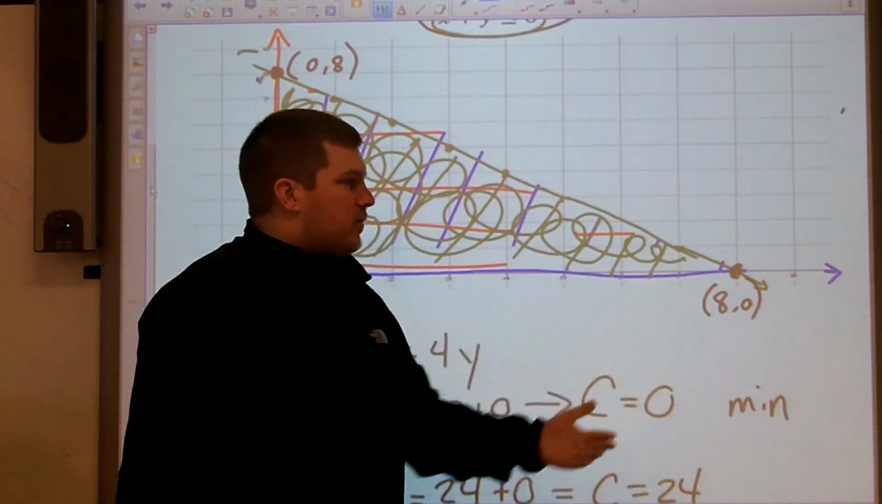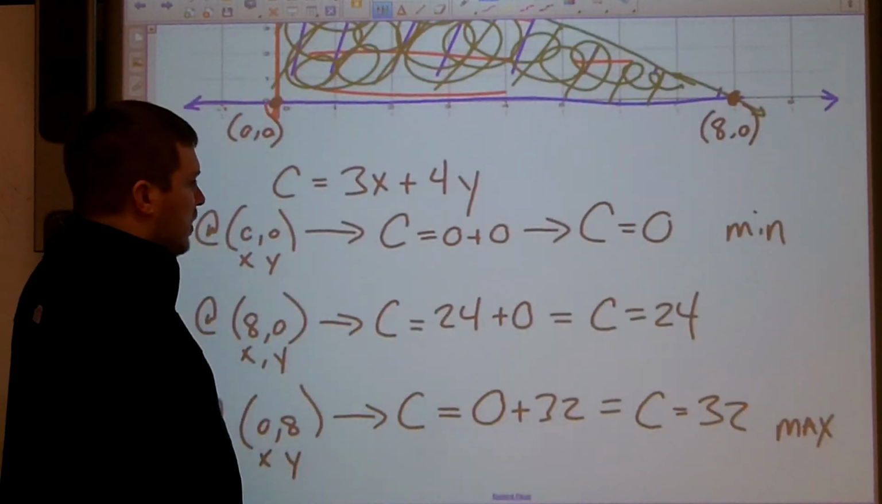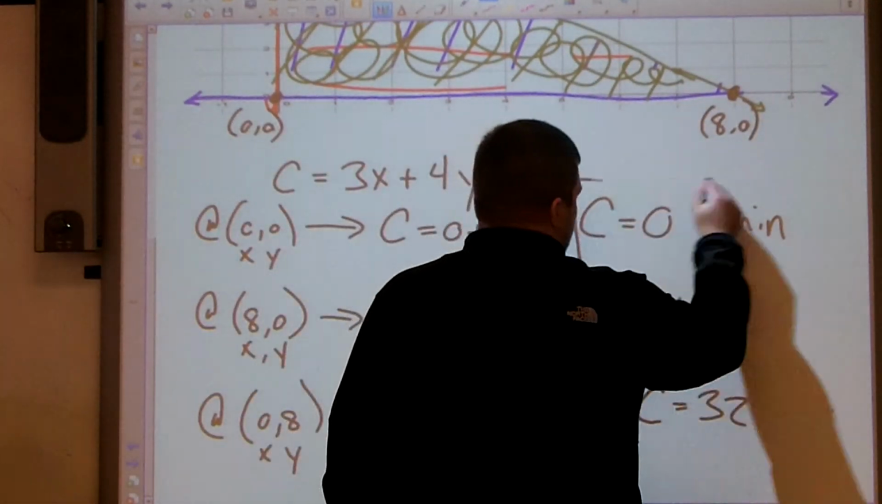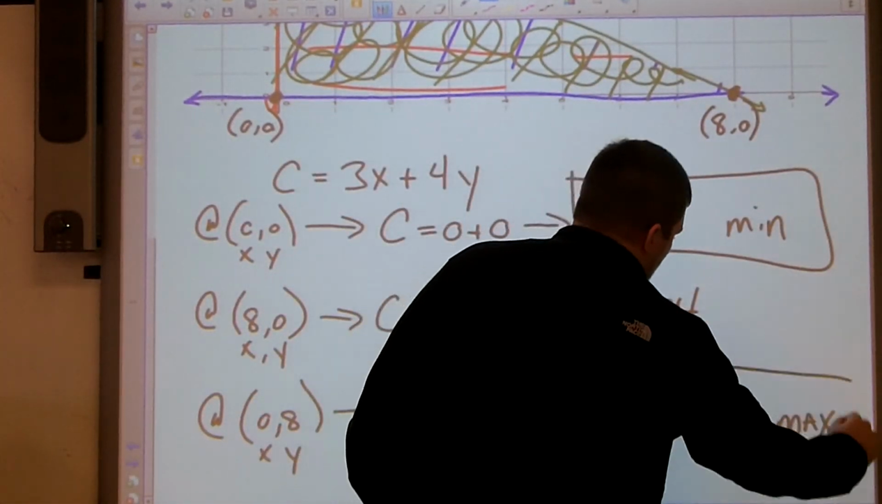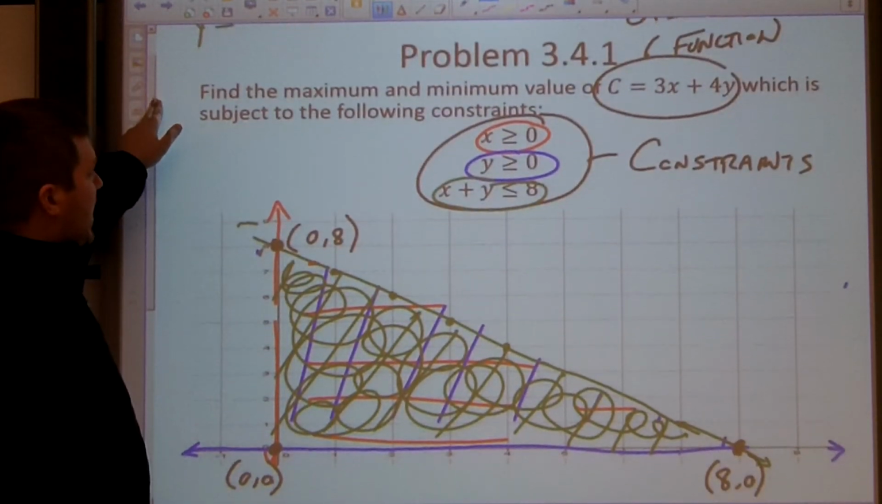Okay, this is 24. It's pretty easy plugging in if there's a context. So the problem just asked us, what was our maximum, what was our min? There we go. And does it ask us anything else? It just says find the maximum minimum values.